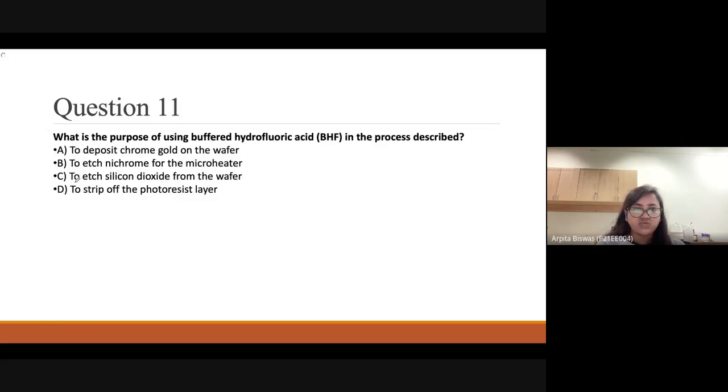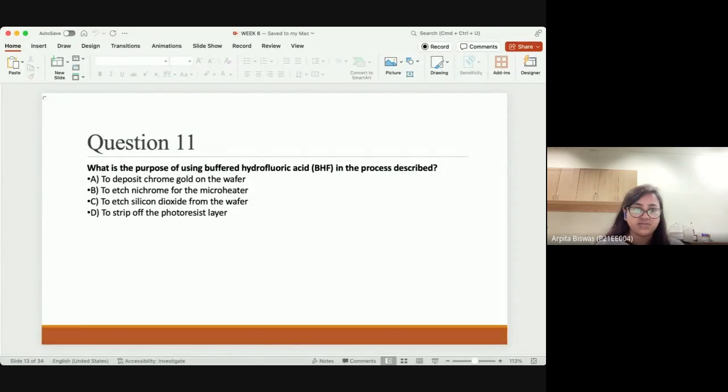So next, move toward question number 11. What is the purpose of using buffered hydrofluoric acid in the process described? The first option is to deposit the chrome gold on the wafer. The second option is to etch the nichrome for the microheater. Third option is to etch the silicon dioxide from the wafer. And the fourth option is to strip off the photoresist layer. So please go through the question carefully and try to give the right answer.